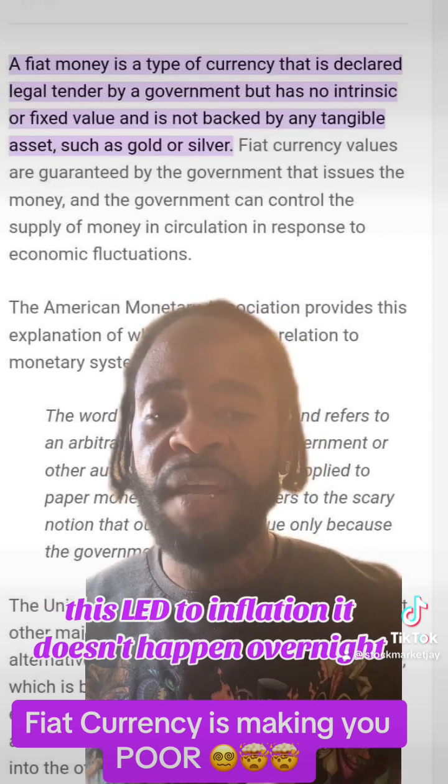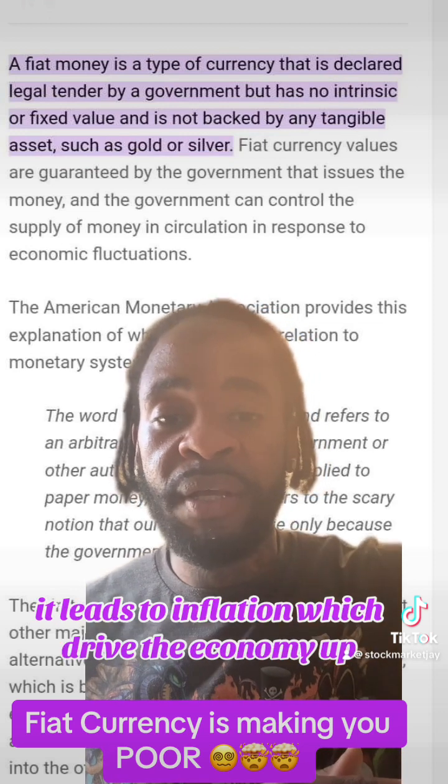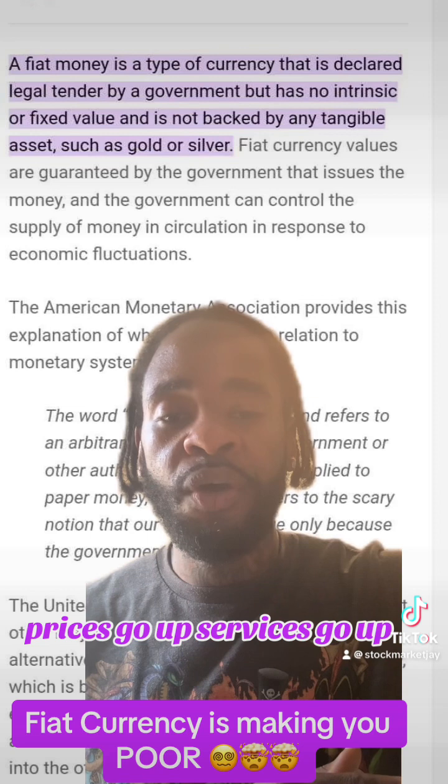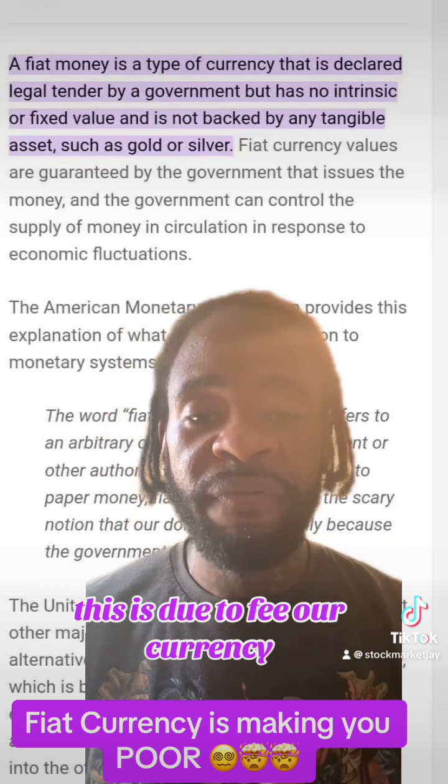It doesn't happen overnight, but over the course of 2 to 5 years, it leads to inflation, which drives the economy up. Prices go up, services go up, goods go up. The value of your dollar comes down. Okay, this is due to fiat currency.